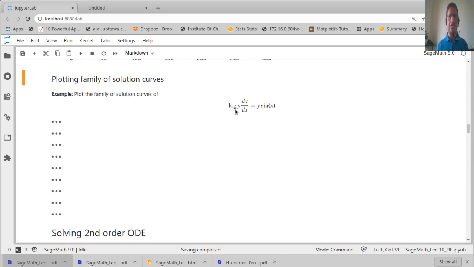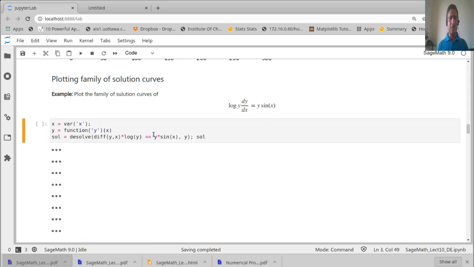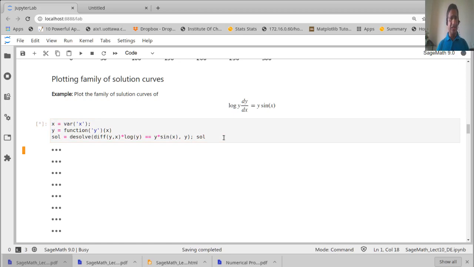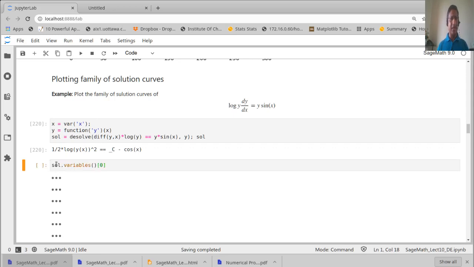Let us look at another differential equation: dy/dx is equal to y times sin x. Let us solve this. I will not explain all this syntax because we have already used it. So that's the solution, and you can see here there is one integrating constant, that is minus c.